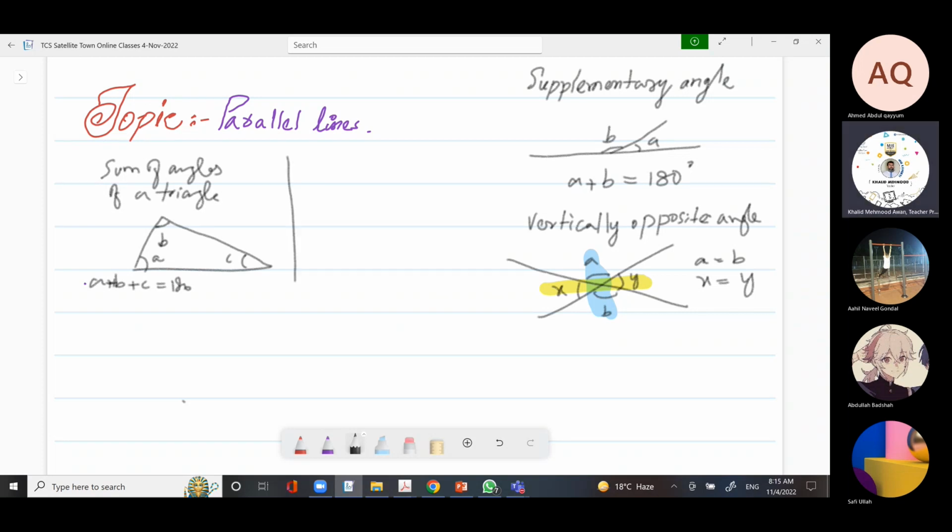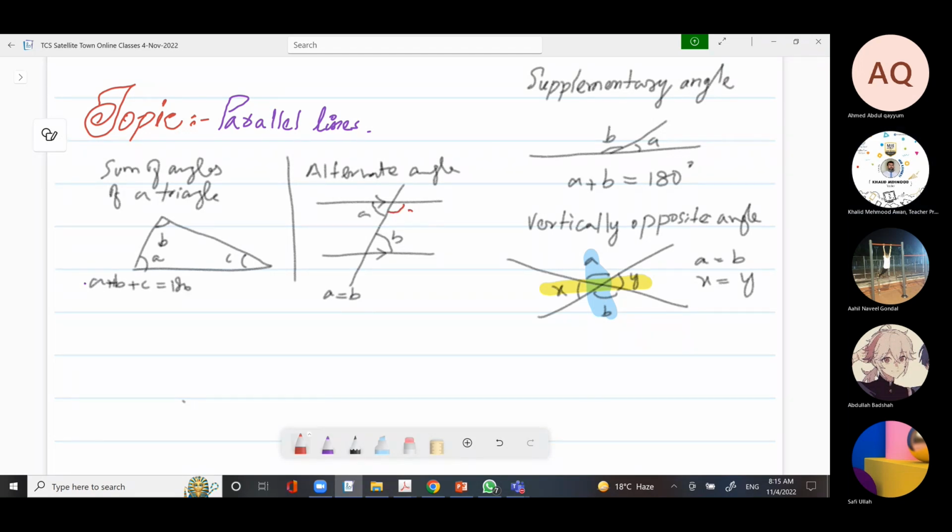And what about alternate angle? Now there's a concept of parallel lines. If there are two parallel lines, whose direction is represented by arrows, and a transversal cuts them, then alternate interior angles are equal. So A and B are equal. And if there is a right angle and a right angle, you can say that X is equal to Y.